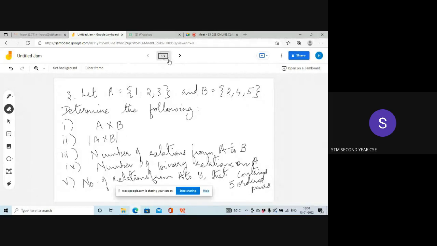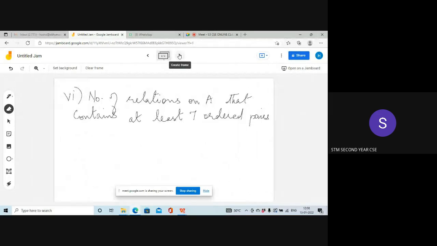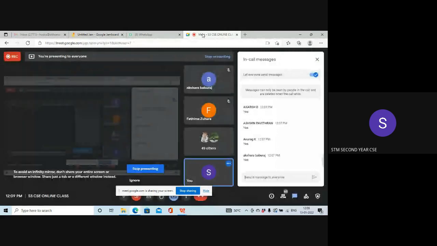Then next is the number of relations on A that contain at least 7 ordered pairs. Relation on A means you have to take A cross A and find the number of relations that contain at least 7 ordered pairs, which means you can have more than 7 ordered pairs also. In this question, you should not list A cross A. Instead, you have to use formulas to solve. Is it clear?